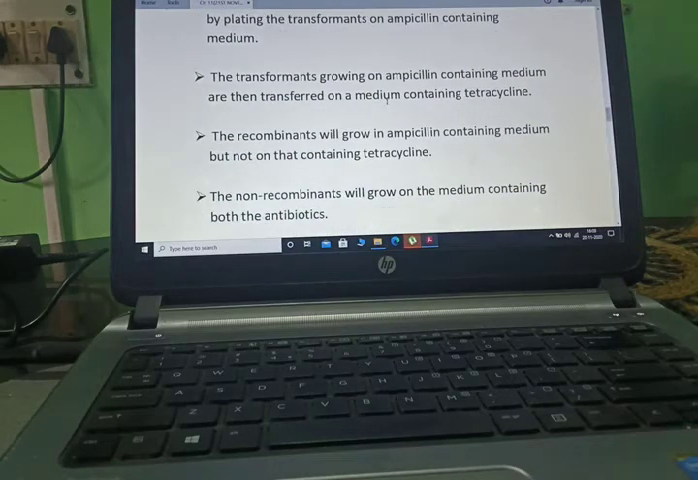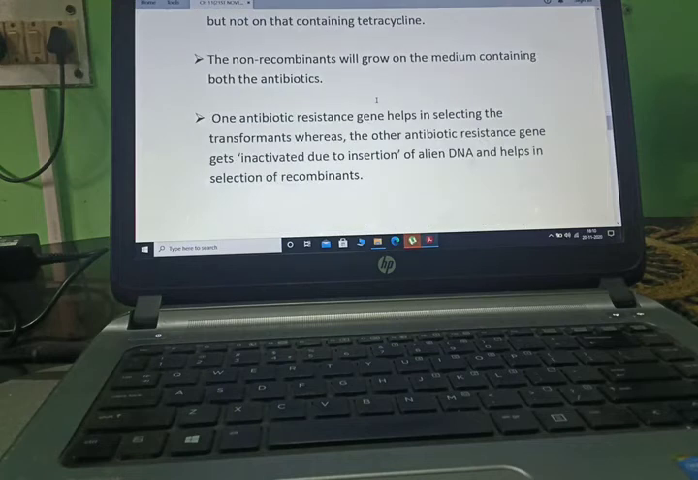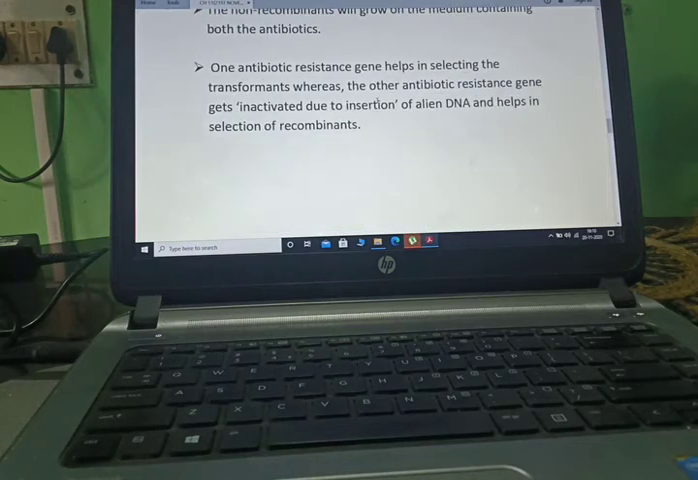The transformants growing on ampicillin containing medium are then transferred on a medium containing tetracycline. The recombinants will grow in ampicillin containing medium but not on that containing tetracycline. The non-recombinants will grow on a medium containing both the antibiotics. One antibiotic resistance gene helps in selecting the transformants, whereas the other antibiotic resistance gene gets inactivated due to insertion of alien DNA and helps in selection of recombinants.